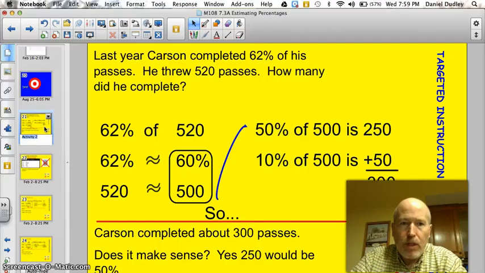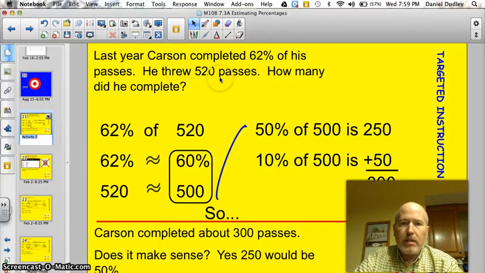All right, let's start off with the question here. Last year, Carson completed 62% of his passes. He threw 520 passes. How many did he complete? Well, I start by writing down the problem. It's where I always start. So I need to find out what 62% of 520 is. Actually, I need to estimate it.